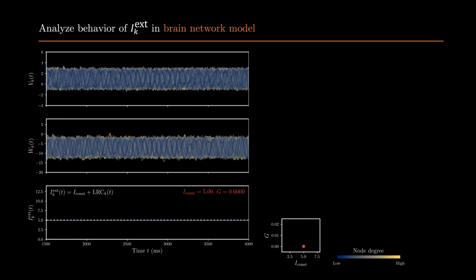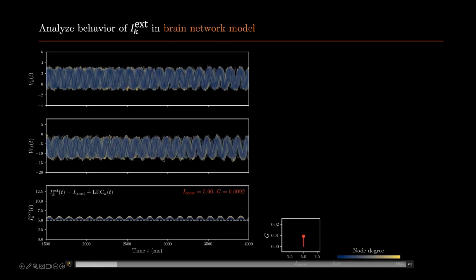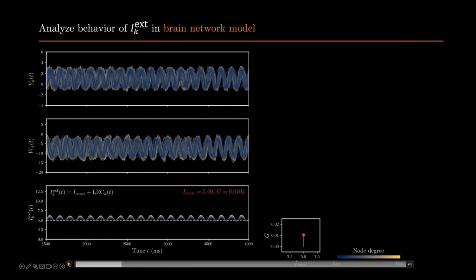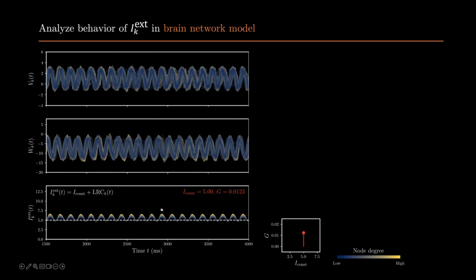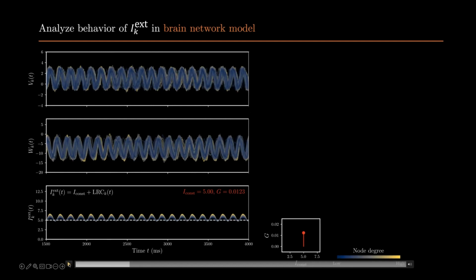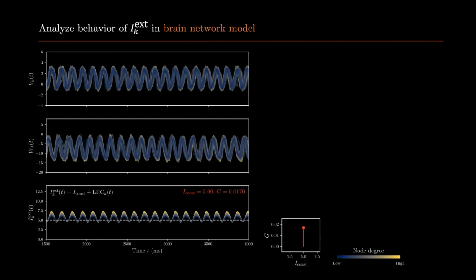But as we increase global coupling, the external current starts to fluctuate. So each node receives a different input now, which is changing in time. The color code here color codes the node degree, so how much input according to the structural connectivity a node receives. And as we increase the global coupling further, we see that nodes start to synchronize and the fluctuations of the external current become larger.